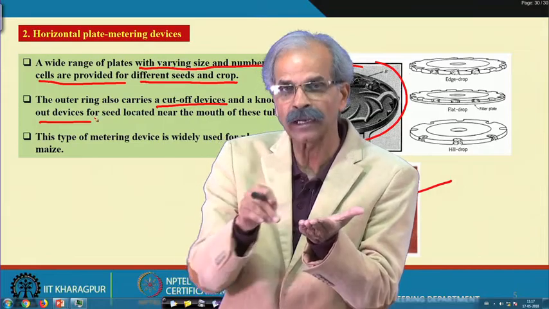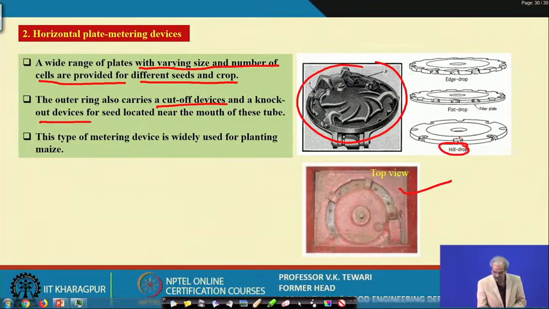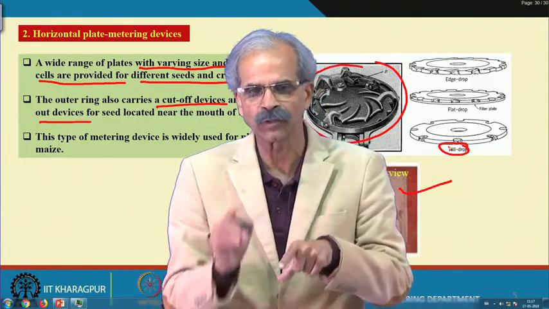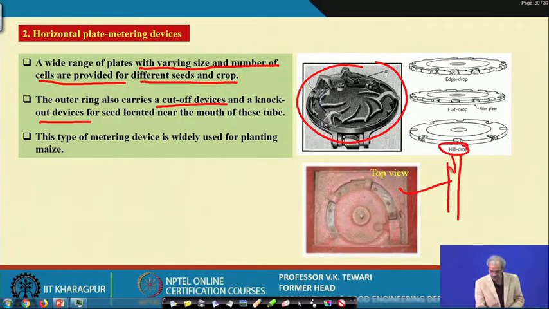Only 1 or 2 seeds, as I desire, should move. When they come to the location where they have to be dropped, say the heel drop, there should be a positive device here which will simply drop the seed, or knock it down into the delivery tube.